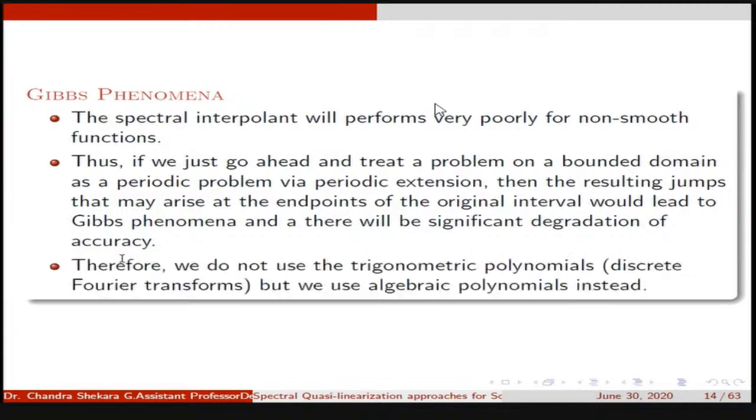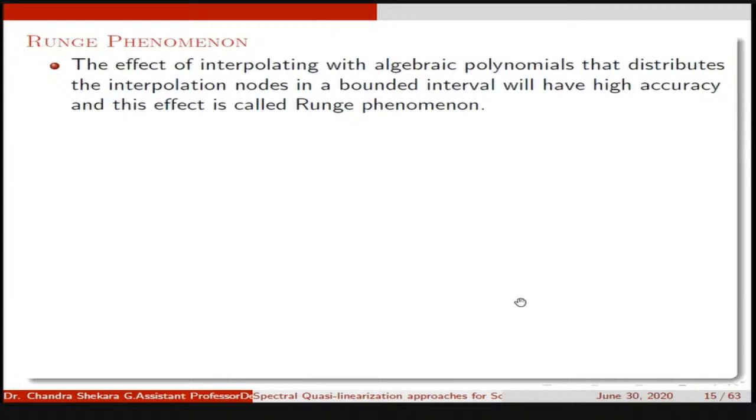To overcome this, we are not using trigonometric polynomials as basis functions. Instead, we use algebraic polynomials as basis functions. So this is what is called the Gibbs phenomenon. Then why we need to discretize using the Gauss-Lobatto points, or points similar to them, is because of another phenomenon, named after a Russian mathematician: the Runge phenomenon. So what is this Runge phenomenon?